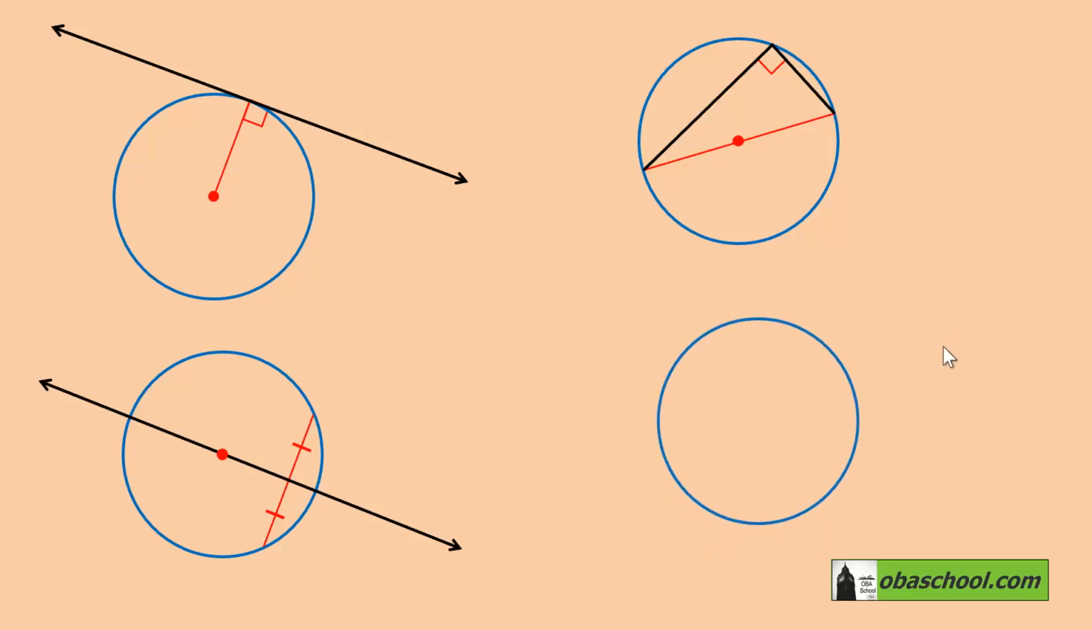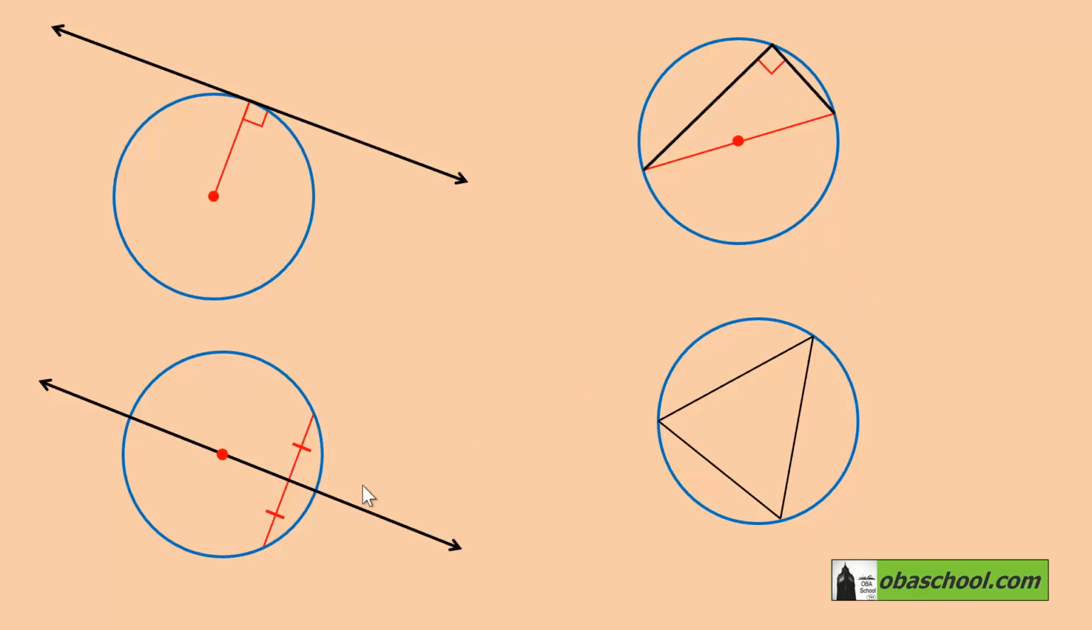The last one that we'll look at here, if we have a circle and a triangle inside the circle, such as the vertices touch the circumference of the circle, this circle is known as the circumcircle of this triangle. So in the same way up here, this is the circumcircle of this right-angled triangle.